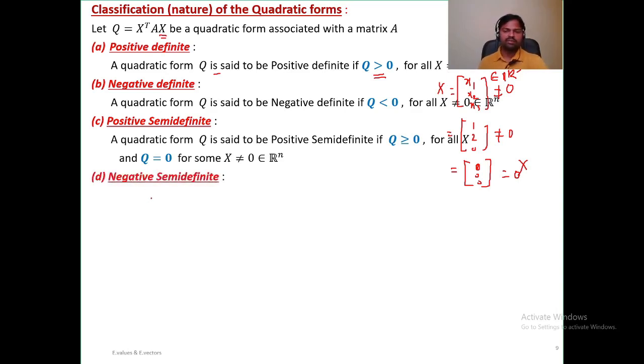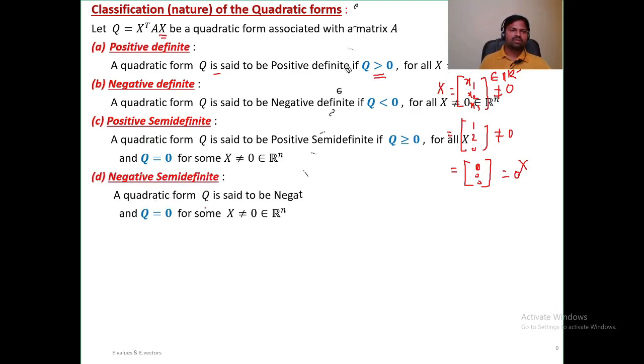Next, negative semi-definite. Same story again. A quadratic form Q is said to be negative semi-definite if Q is less than or equal to 0 for all x and Q is 0 for some x not equal to 0.